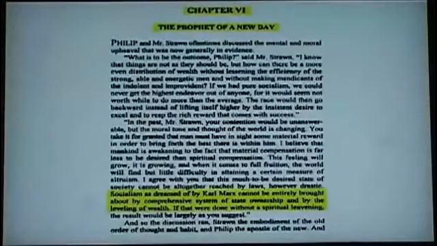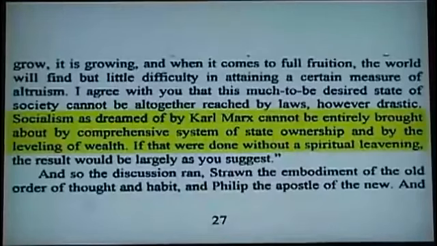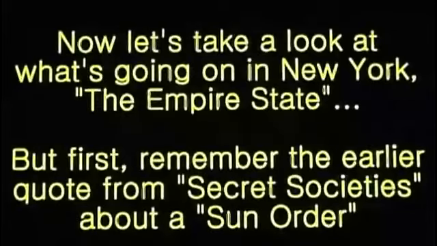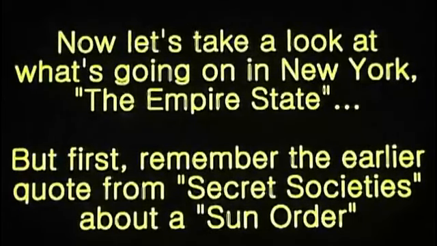And here he was talking, in this chapter, about socialism as dreamed of by Karl Marx. He said socialism as dreamed of by Karl Marx cannot be entirely brought about by a comprehensive system of state ownership and by the leveling of wealth. If that were done without spiritual leveling, the result would be largely as you suggest. So there has to be some kind of a spiritual matrix added into this communism. So now let's take a look at what's going on in New York.